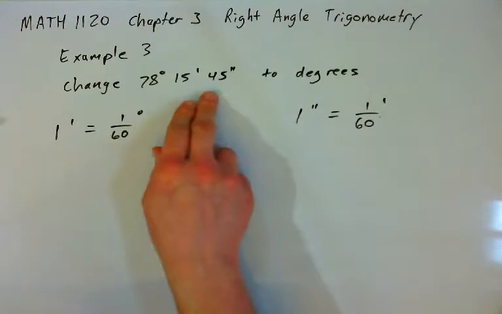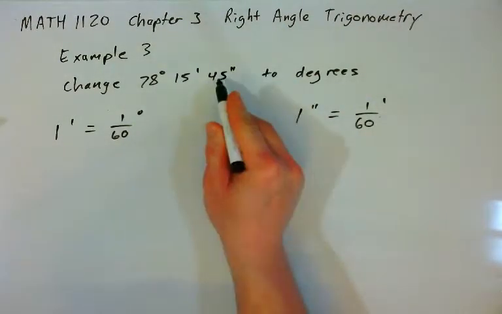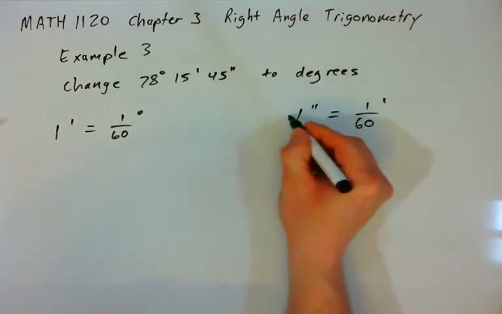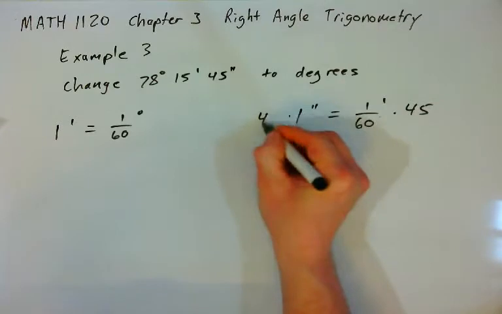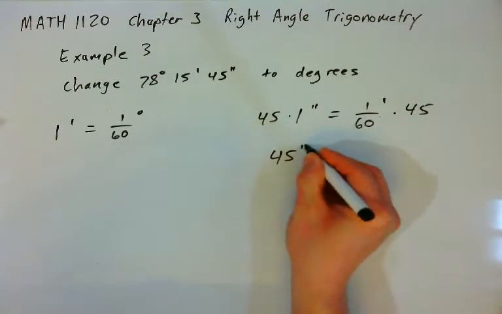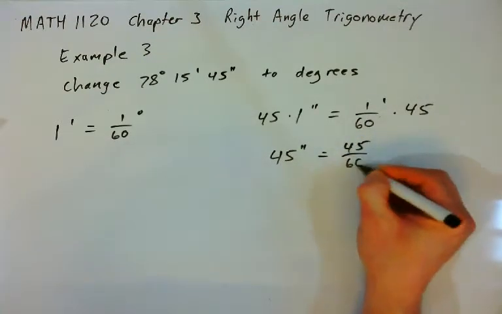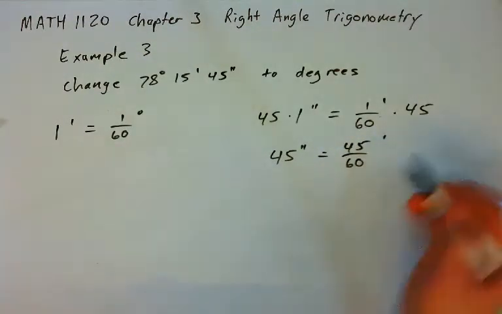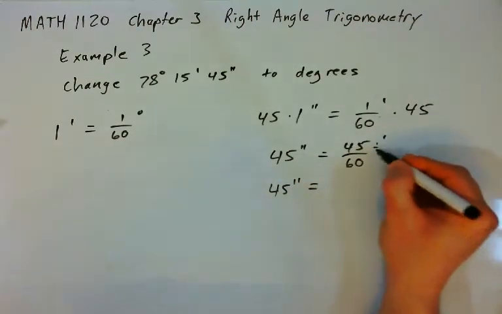So what I like to do is start with the seconds, and I'll do the same thing as before. We want 45 seconds, not 1, so I'll multiply both sides here by 45. And we get that 45 seconds is equal to 45/60ths of a minute. And again, this is a fraction that reduces. 45 seconds is equal to, these both divide by 15.